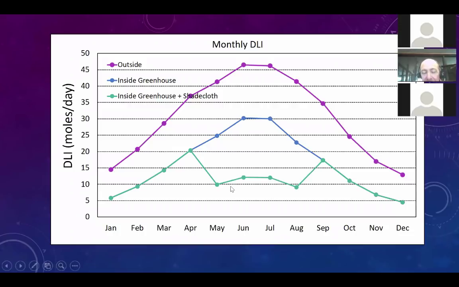So anyway, the take-home message is the light levels in the summer can be often, I shouldn't say often, but they can be as low as winter light levels if we're not careful with the shade cloth that we put on.